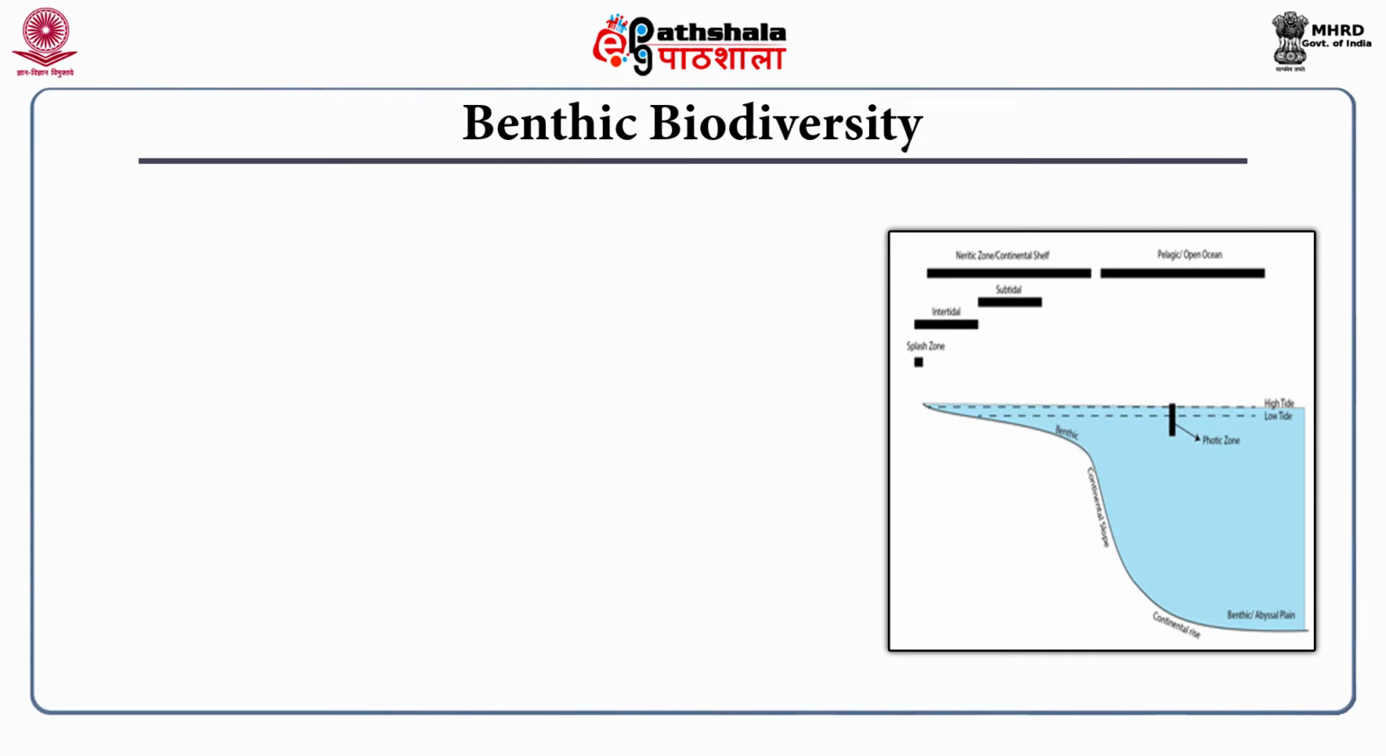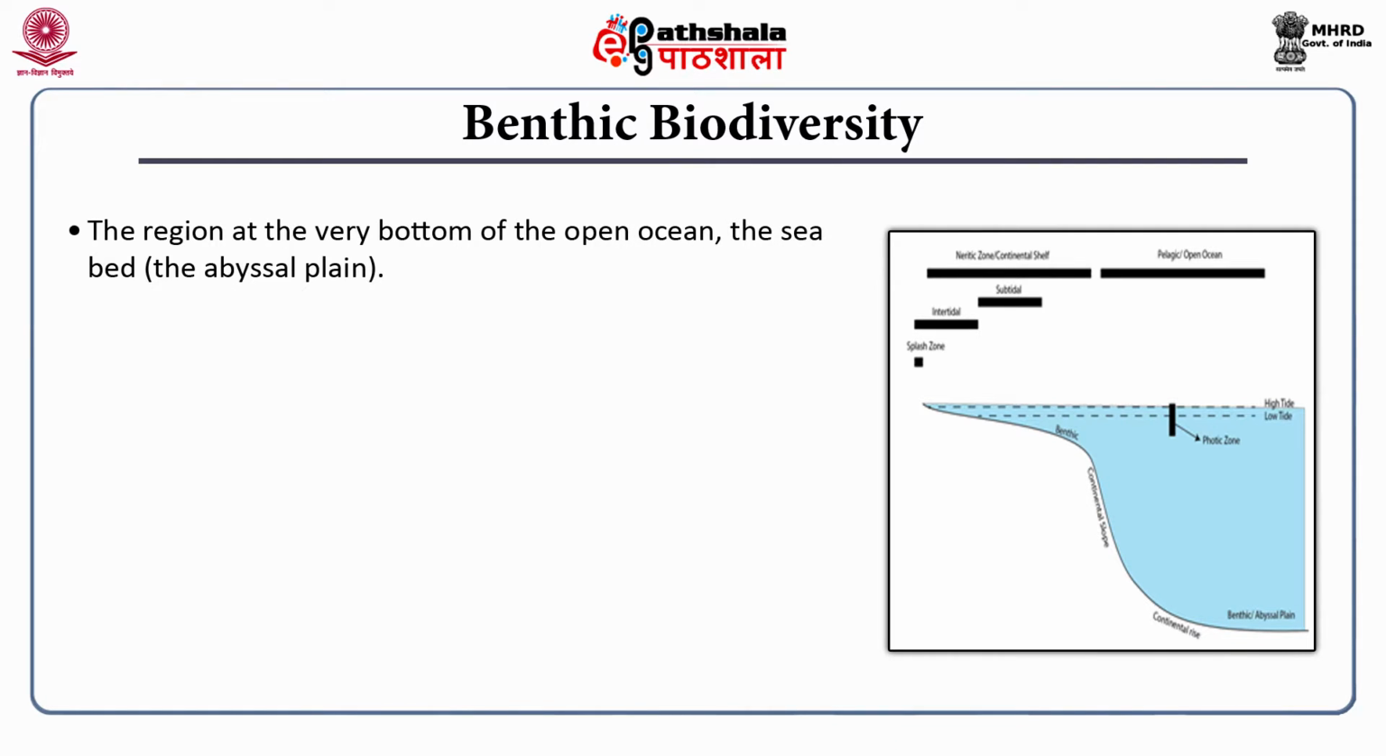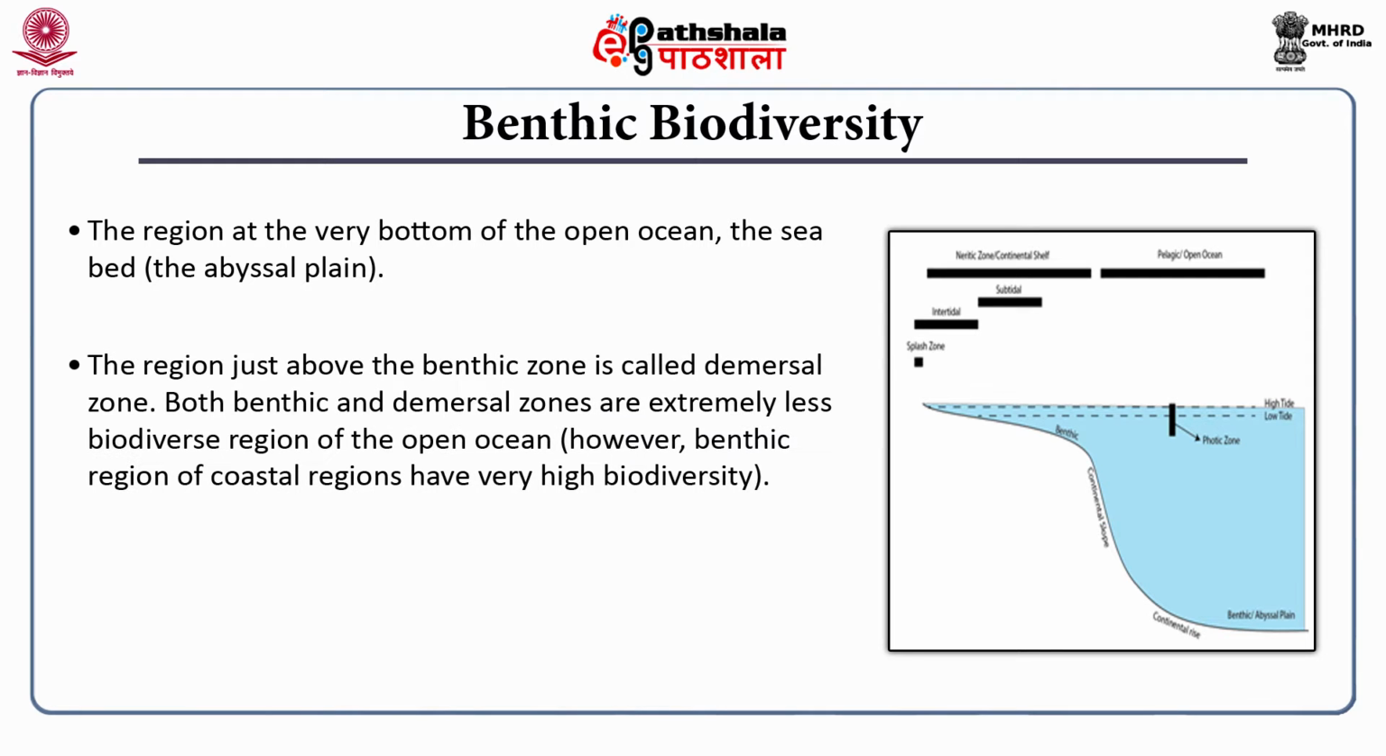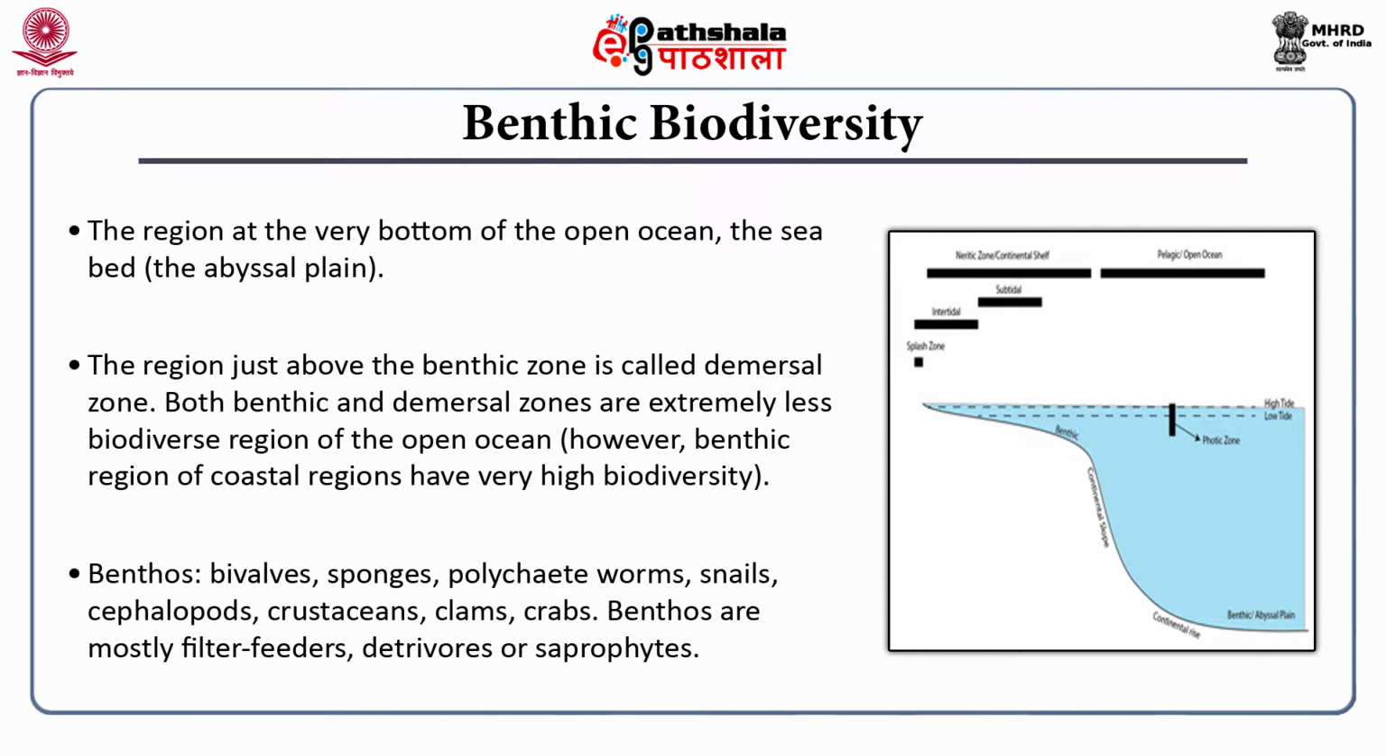Coming to benthic biodiversity, which is the bottom dwellers, the region at the very bottom of the open ocean, the seabed or the abyssal plain. The region just above the benthic zone is called the demersal zone. Benthic as well as demersal zones are extremely less biodiverse regions of the open ocean. However, the benthic region of the coastal regions has very high biodiversity. Benthos are animals that live in the benthic zone: bivalves, sponges, polychaete worms, snails, cephalopods, crustaceans, clams, crabs. Benthos are mostly filter feeders and detritivores.